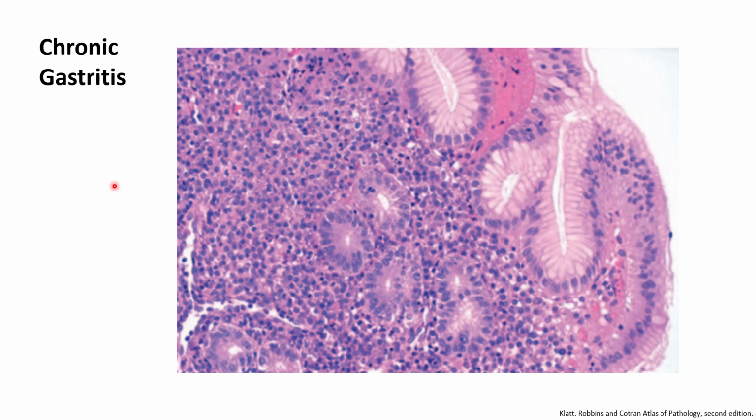This slide shows an example of chronic gastritis, where we have the gastric mucosa, and here we can see there are numerous inflammatory cells, chronic inflammatory cells, which are lymphocytes and plasma cells that are present within the lamina propria.